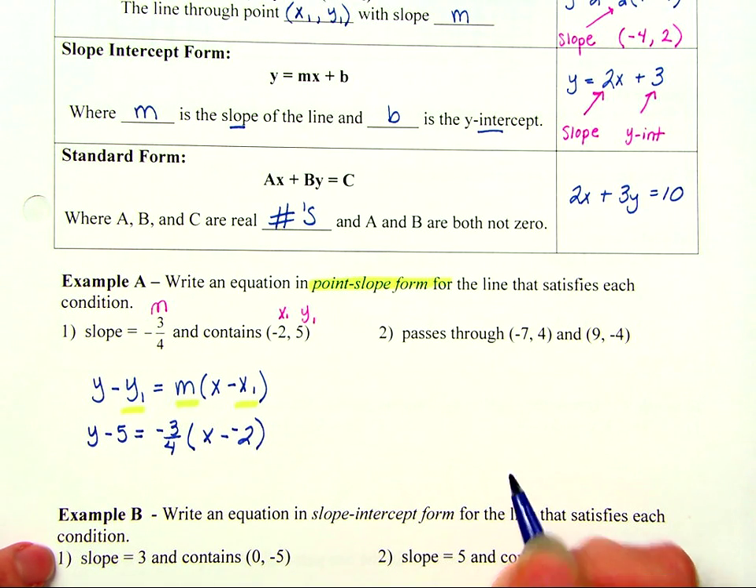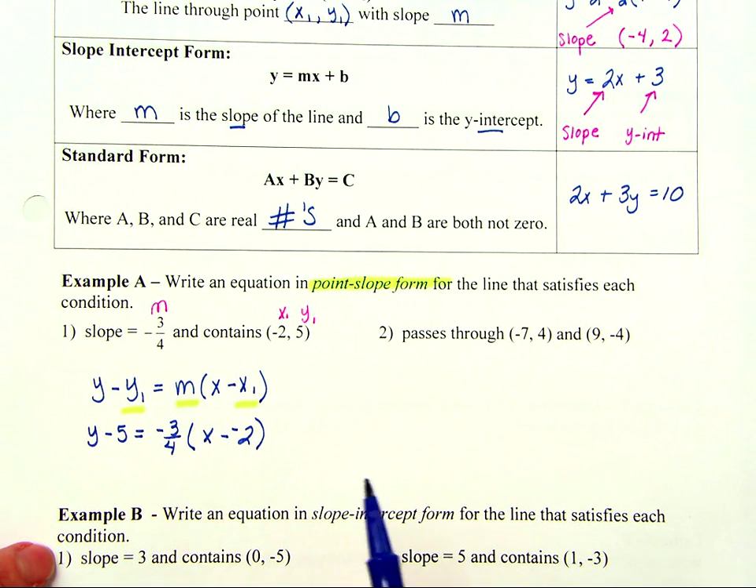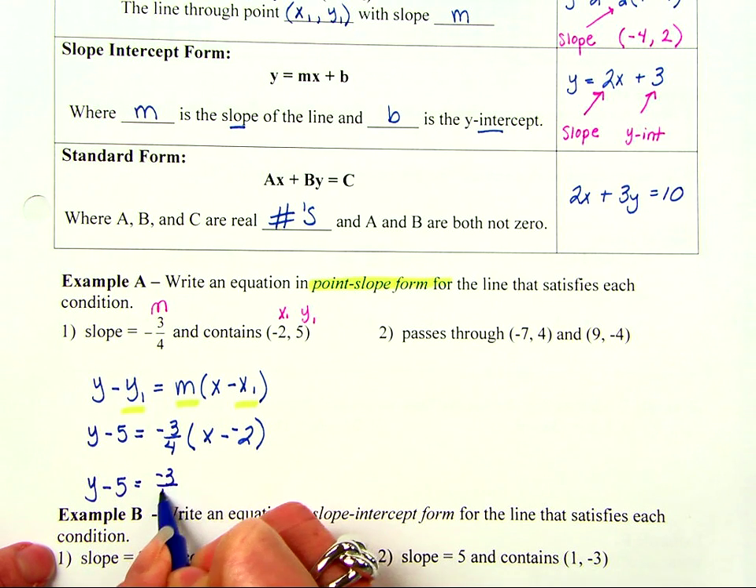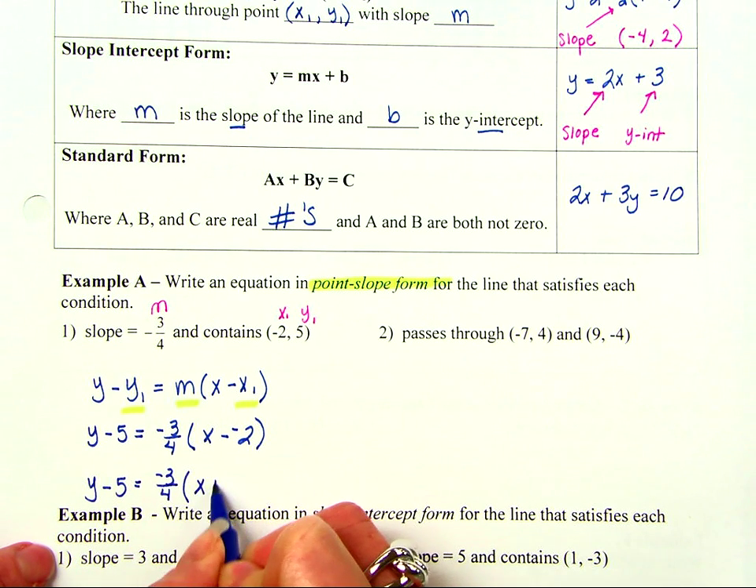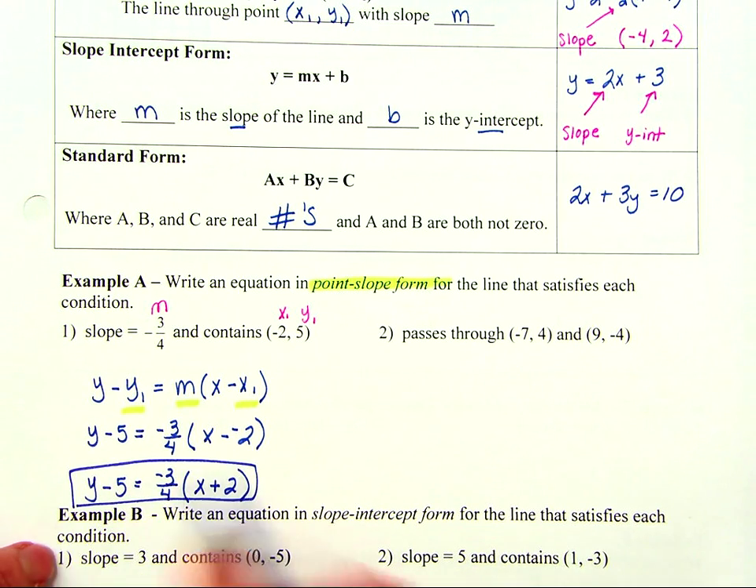Now the only thing that I'm going to tell you to do here is to simplify a little bit by changing my minus minus to a plus. I know that that would have to be plus, so I'm going to simplify that: x plus 2. But this is my final answer for an equation of a line in point-slope form.